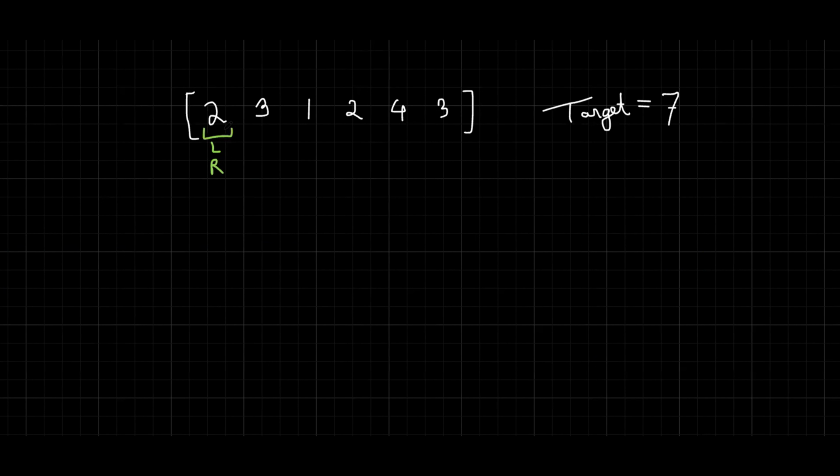So let's take this subarray. Now our subarray length is 1, so the summation will be 2. Now 2 is definitely less than 7, so it cannot be a desired subarray. Now we have to shift our right pointer to this, that means we have to expand our window size.